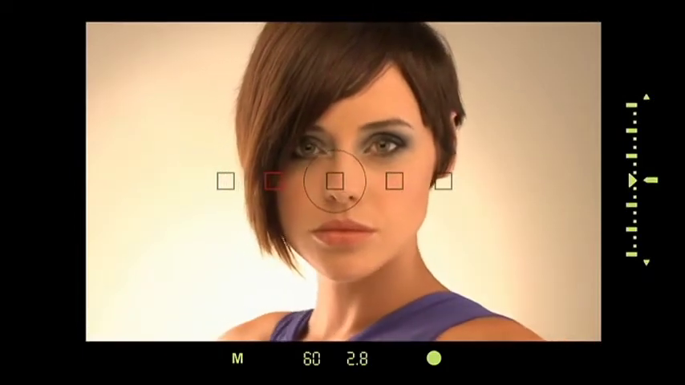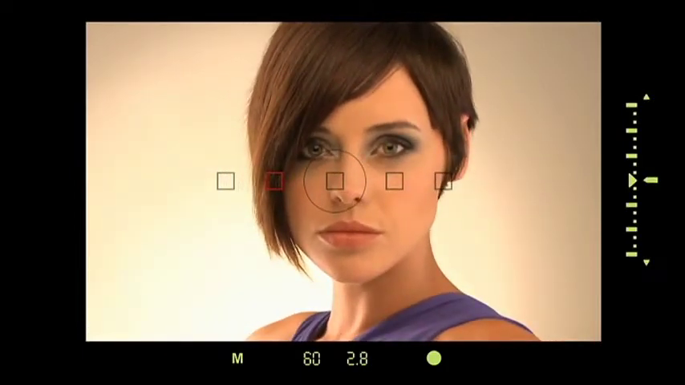Here we have a typical view through an SLR camera viewfinder. Circled at the bottom is our shutter speed of 1/60th of a second, and on the right is our exposure scale, currently indicating that we have the correct exposure. Each marker above and below the midpoint indicates a 1/3 stop exposure change.